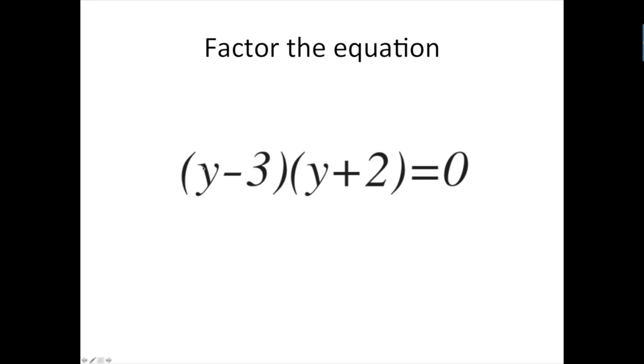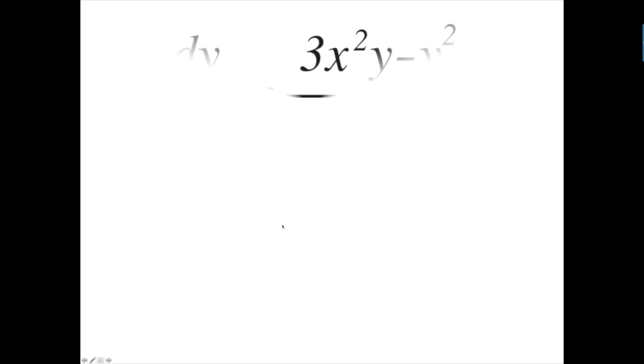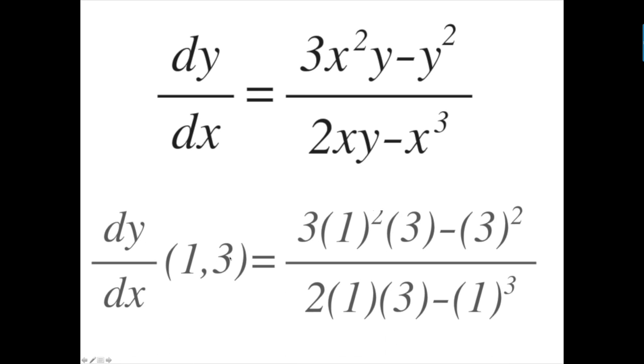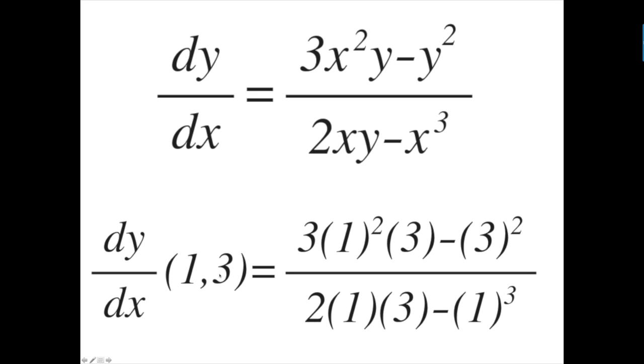So now all we're going to do is set y minus 3 equal to 0, as well as y plus 2 equal to 0, and that should give us solutions of y equals 3 and y equals negative 2. So right now we're going to look at our derivative equation. I've got that right here, and all we're going to do is plug in the values that we just received for y and x, and plug those back into the derivative equation to give us the slope of the line that we're looking for, which is the tangent line.